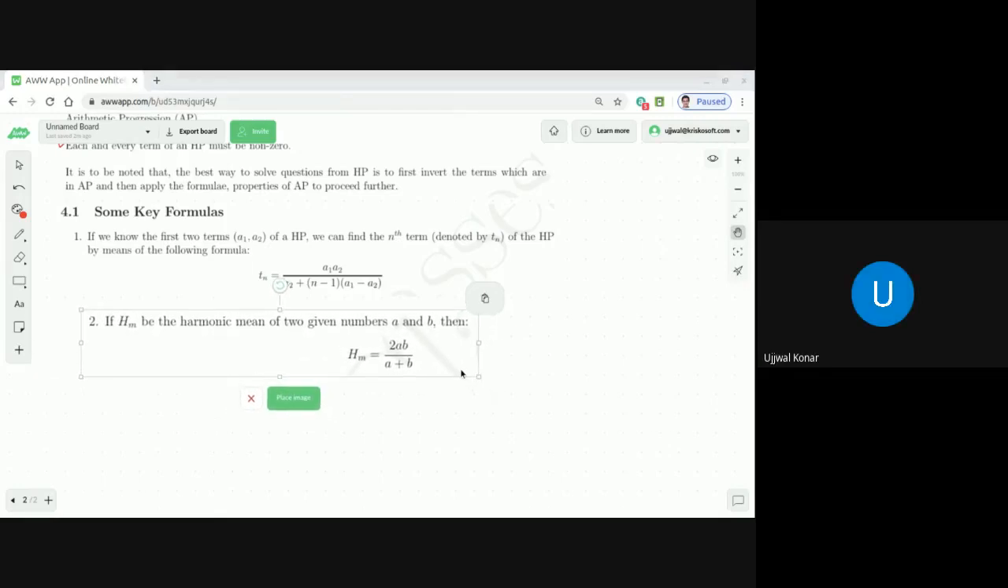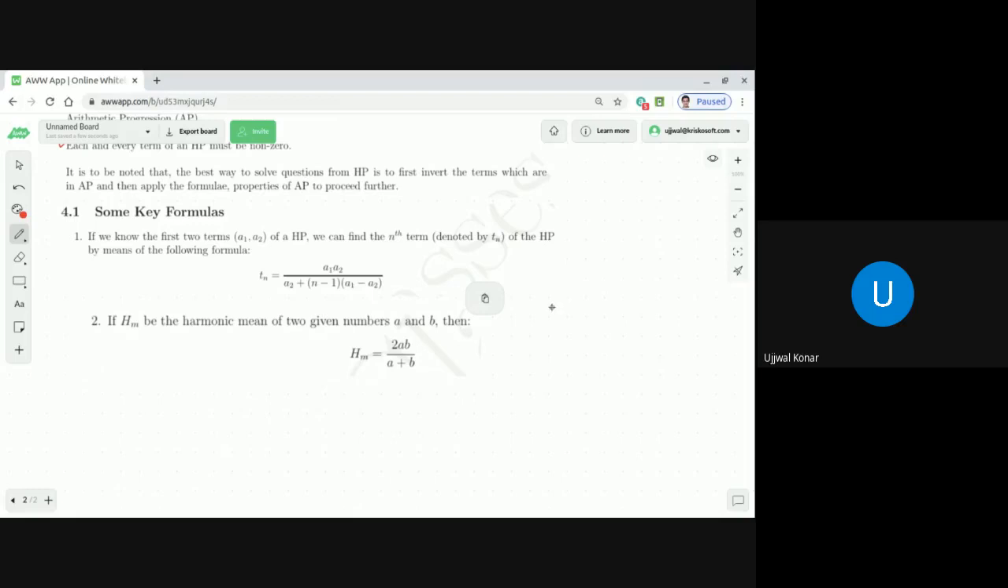If HM is the harmonic mean between the numbers A and B, then how can we find the HM? That is equal to 2AB by A plus B. Here again, dear students, A and B are the two numbers, and we are finding their harmonic mean. We can take 1 by A and 1 by B, find their arithmetic mean, and the reciprocal of the arithmetic mean should be the harmonic mean.